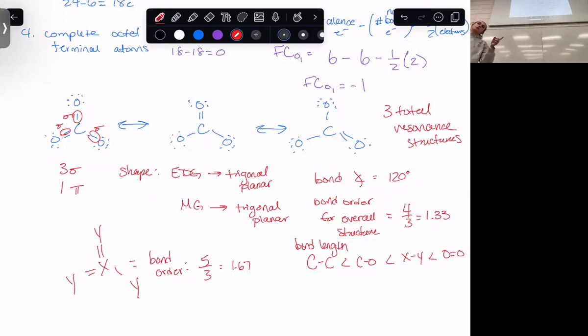So it's going to be a little bit shorter than a single bond, but a little bit longer than a double bond. If we're looking at a number line, this would be 1 and 2. So we're going to put 1.33 here and 1.67 here, because your XY bonds that we drew have a little bit more double bond characteristic than single bond characteristic.